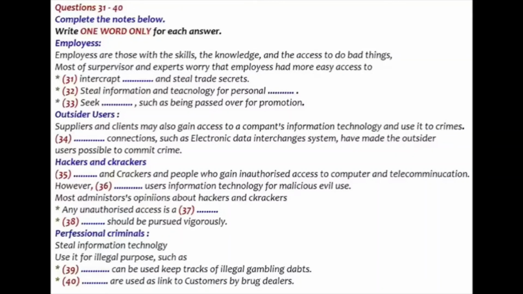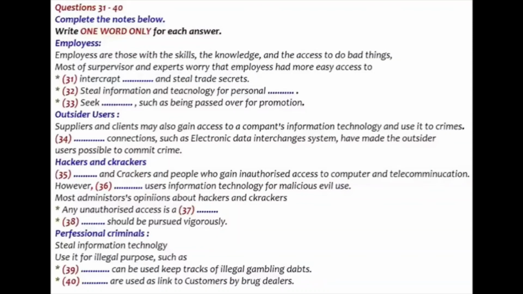Employees. Employees are those with the skills, the knowledge and the access to do bad things. Dishonest or disgruntled employees pose a far greater problem than most people have realized. To most supervisors and some experts, they worry that dishonest employees or outsiders can more easily intercept communications or steal company trade secrets. Workers may use information technology for personal profit or steal hardware or information to sell. They may also use it to seek revenge for real or imagined wrongs, such as being passed over for promotion.